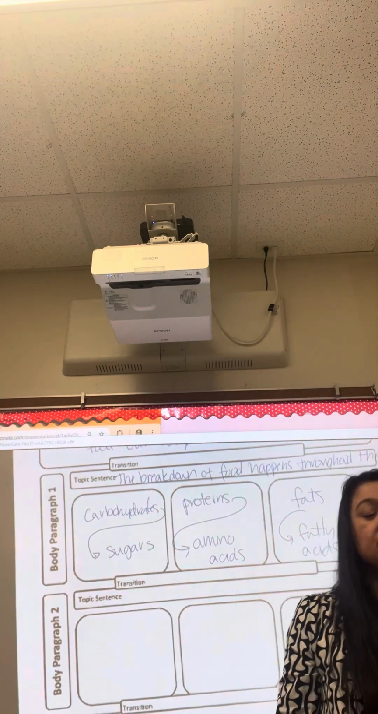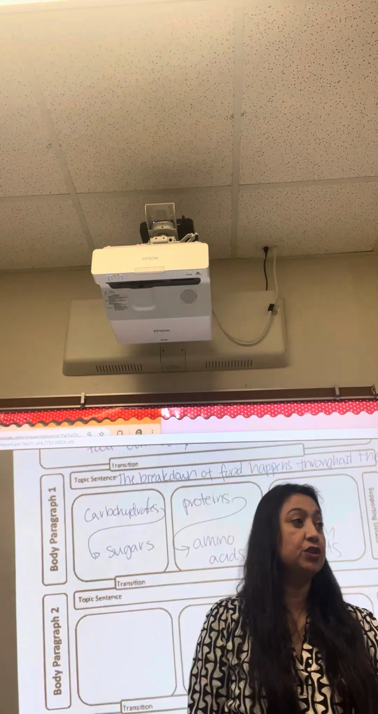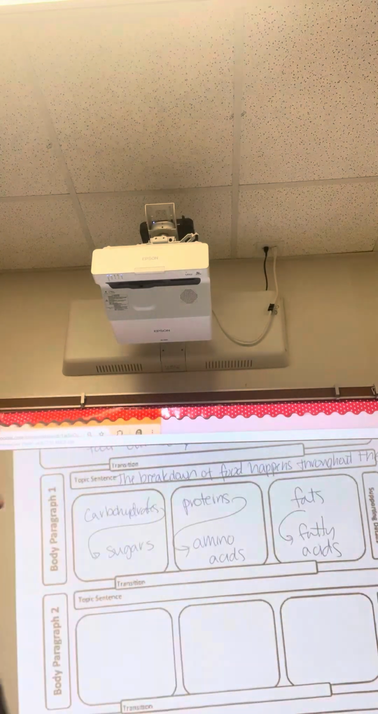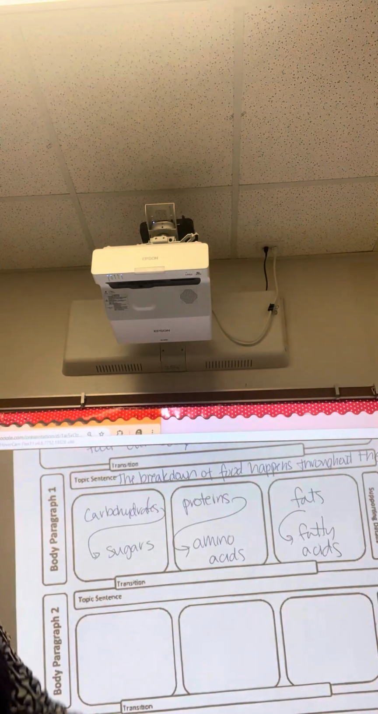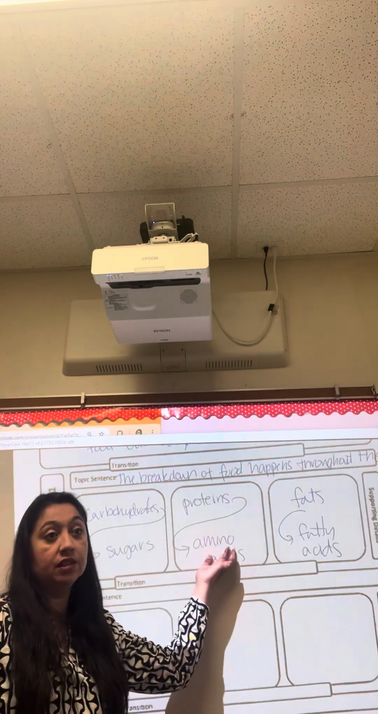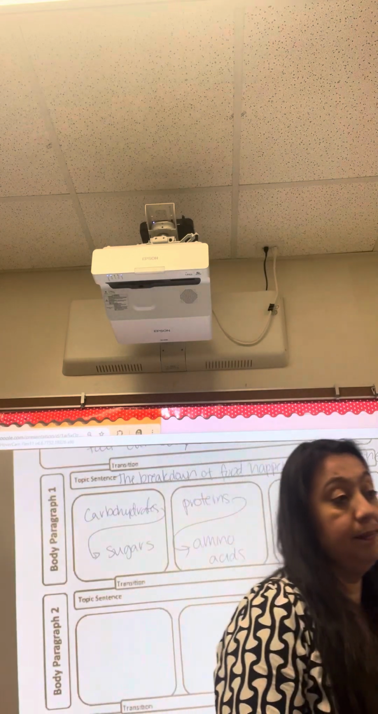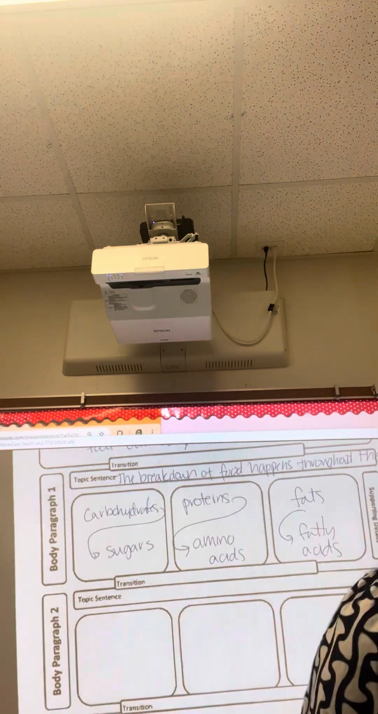Now again, on the test, you can't write carbohydrates, arrow, sugar. You need to explain. Carbohydrates are broken down into subunits called sugars. Proteins are broken down into subunits of amino acids. Fats are broken down into subunits called fatty acids. Yep.